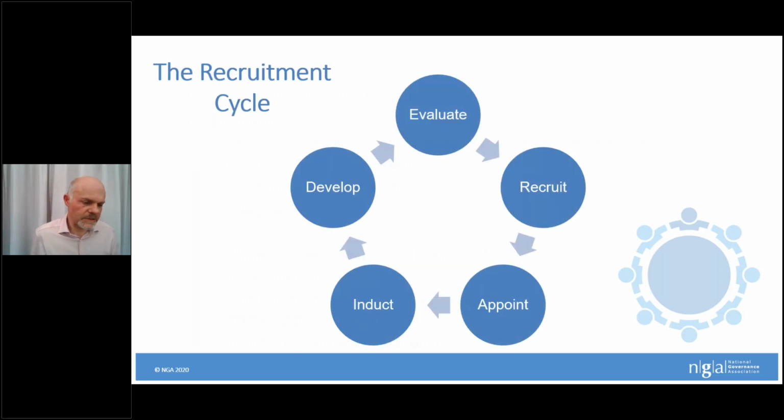Okay, so it's just around about 4:30 now. So just to bring you back to where we were at the beginning, this is the cycle that we've been talking about: evaluate, recruit, appoint, induct, and develop. And I think we've looked at how all of those can be adapted to work quite effectively in a virtual environment. It does permit governor recruitment to continue whilst we can't actually go into school, we can't meet face to face.